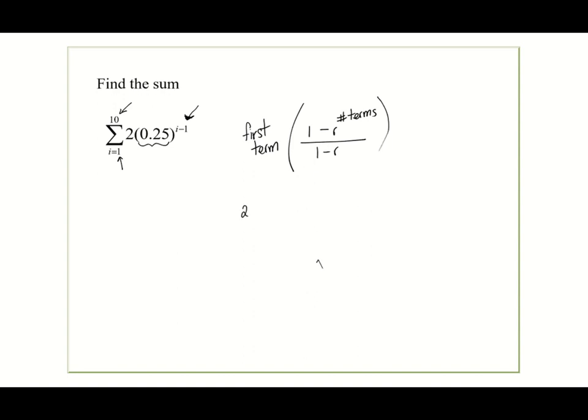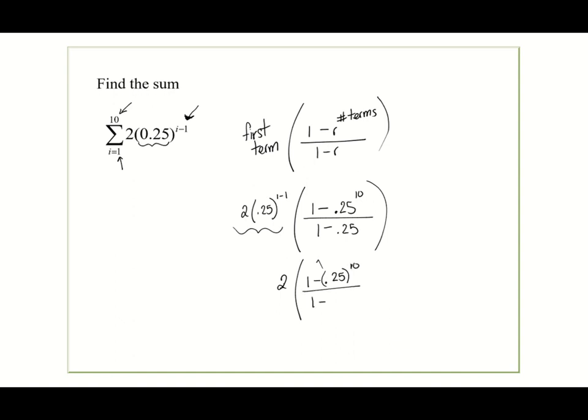So I'm going to have 2 times 0.25 to the 1 minus 1. Then I'm going to have 1 minus, my r value is 0.25. My number of terms, I'm going from 1 to 10, so that means there are 10 terms, all over 1 minus 0.25, so 1 minus r. Now I'm going to clean up this stuff in front here. This becomes 2 times 1, or 2. And then in my parentheses, I have 1 minus 0.25 to the 10th. You can leave those or not leave them, it doesn't matter.